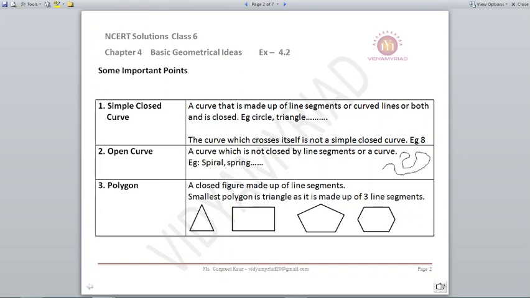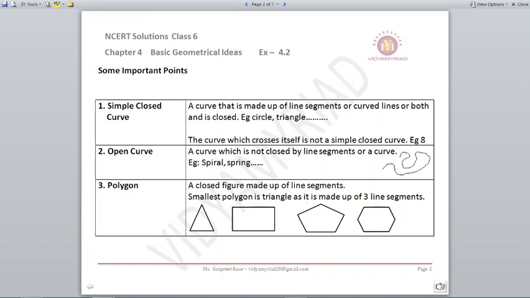Second, open curve. The word itself is clear. If it is not joined together or it is left open, that will be treated as an open curve, the one which is not closed. Endpoints are not meeting or they are not closing the shape, so it will be treated as an open curve.